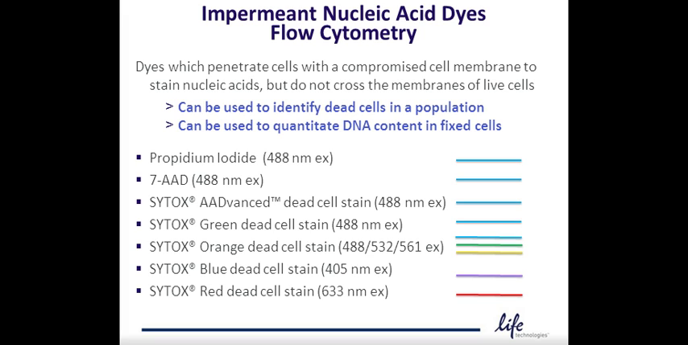Impermeant nucleic acid dyes penetrate cells with a compromised membrane to stain nucleic acids, but do not cross the membranes of live cells. So these can be used to identify dead cells in a population, or they can be used to quantitate DNA content in fixed cells. Traditional stains like propidium iodide and 7-AAD are now supplemented with newer options from the SYTOX series that take the measurement off these traditional detectors and make use of a wide range of excitation sources.